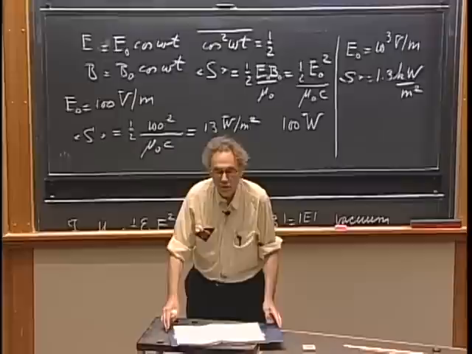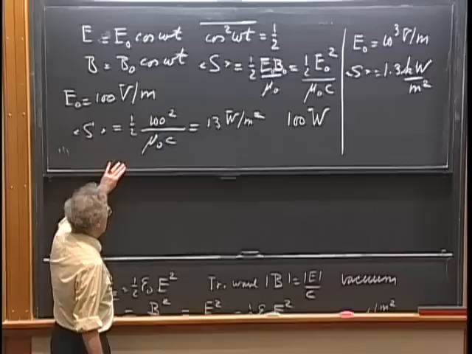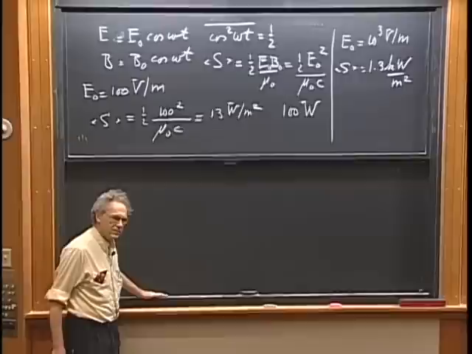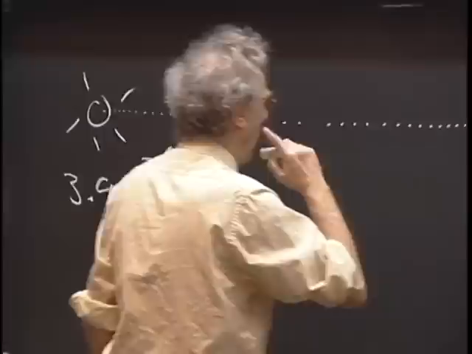Now, why do I mention that? And why do I focus on that 1.3 kilowatts per square meter? Because that is exactly what the sun does. Here is the sun. And the sun is a rather powerful light bulb, about 3.9 times 10 to the 26 watts. And this is where you are on Earth. And the distance to Earth is 150 million kilometers.